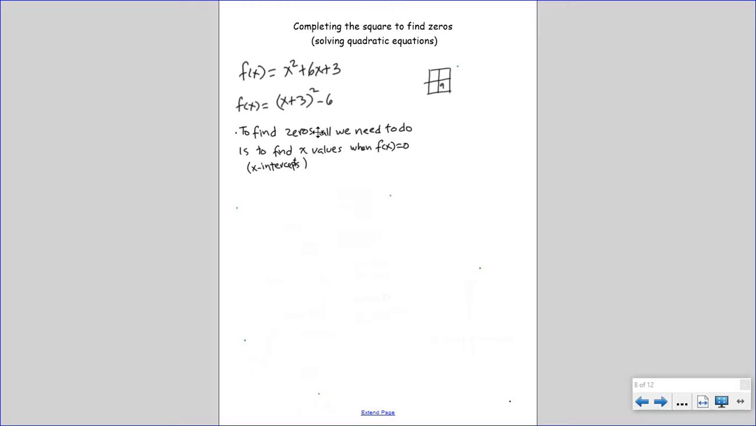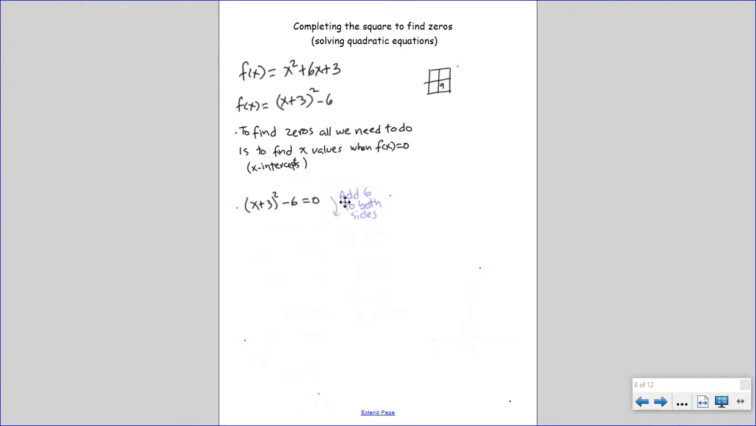Now, here's the key idea. We need to remember that when we find the x-intercepts or zeros, the function value is 0. And that is all we have to remember, because that means that if we put this function at 0 and we identify the values for x, we would have found the x-intercepts. So all we have to do is write this as an equation. x plus 3 squared minus 6 equals 0, and that is going to produce our intercepts.